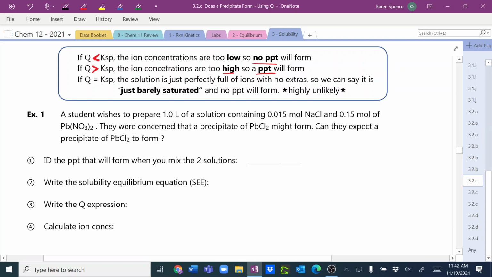Well, if this was those earlier questions and I said it was 0.2 molar and 0.2 molar, you could just look at page 4 and be done. Are my concentrations 0.2 molar and 0.2 molar? No, they're smaller than that. So you're going to need to use a Q here, okay? Can you please identify the precipitate that will form? This one should be easy. It is PbCl2, okay, PbCl2. Write the solubility equation. Can you do that? Go for it.